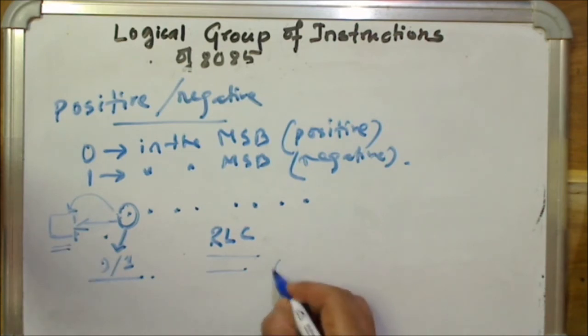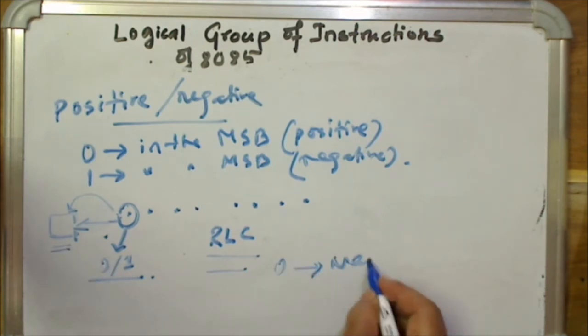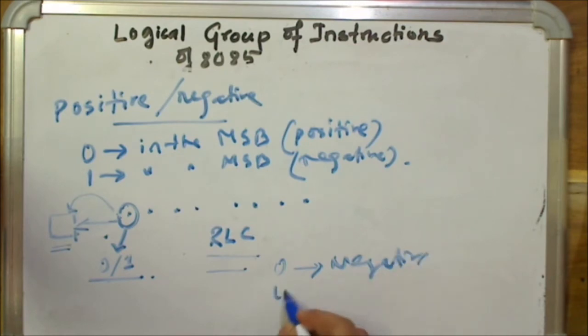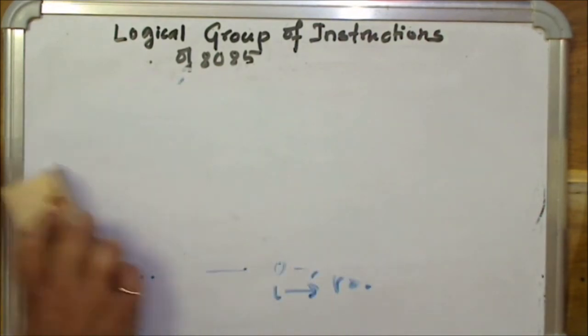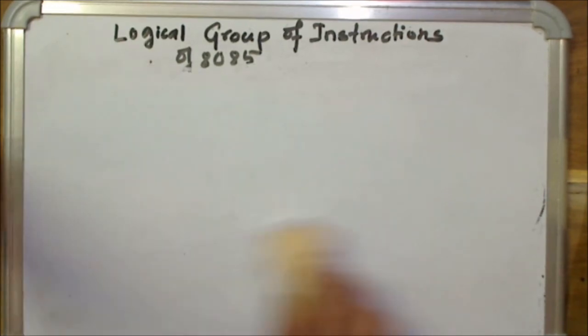If the carry flag is 0, the number is negative. If the carry flag is 1, the number is positive. So these are simple uses of the rotate instructions. When you do programming on even and odd numbers, and positive and negative numbers, to check whether the number is positive or negative, then you will understand the use of these instructions in more detail.